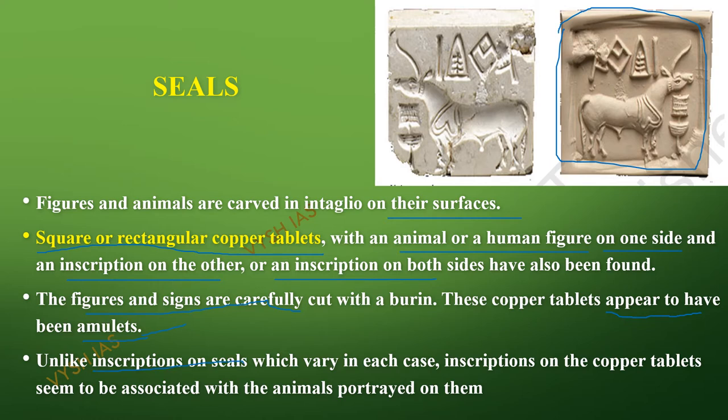Unlike seals, where the inscription was different in each seal, the inscription on the copper tablets seems to be associated with the animals, because on one side it was an animal and on the other side an inscription. When we find another copper tablet with the same animal, we see the same script there, but these scripts have not been deciphered yet. So we assume that this might have been linked to each other.